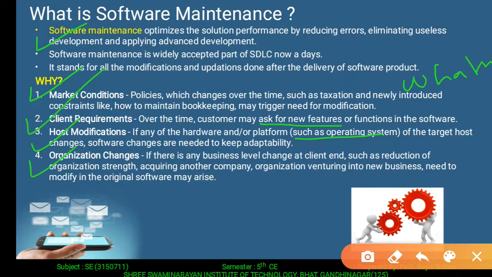And the last one is organizational change. Means if there are any business level changes at the client, such as reduction of the organization strength, acquiring another company, or the organization moving from one place to another place, then modifying the original software may be required. So that is called organizational change. So these forced conditions are required for software maintenance.